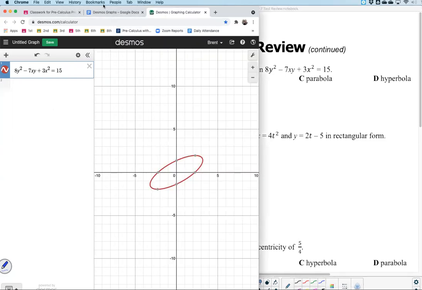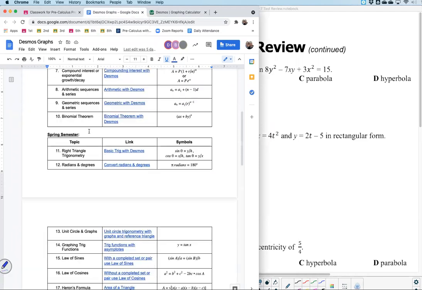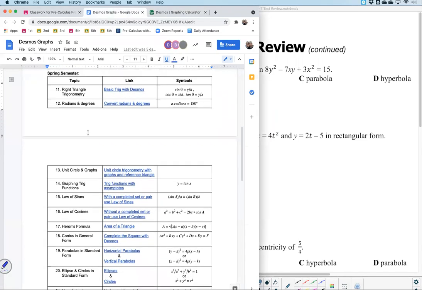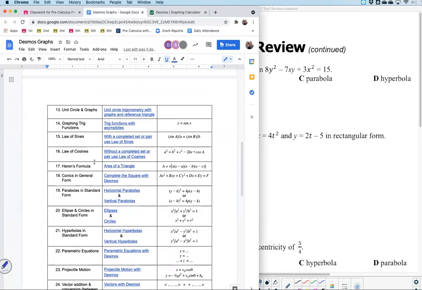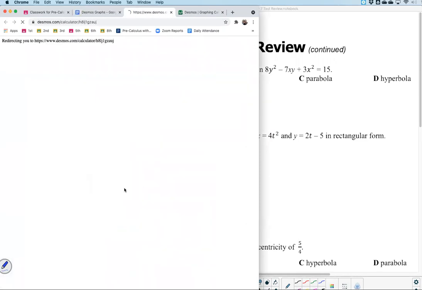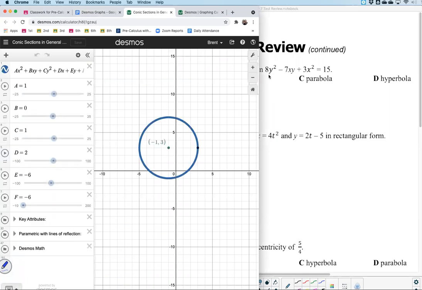For fun, and I mean fun, I need to show you this. This is just good breakup. So rest your brain just for a split second here. I'm going to go to conics in general form. Click this. And I'm going to graph this.